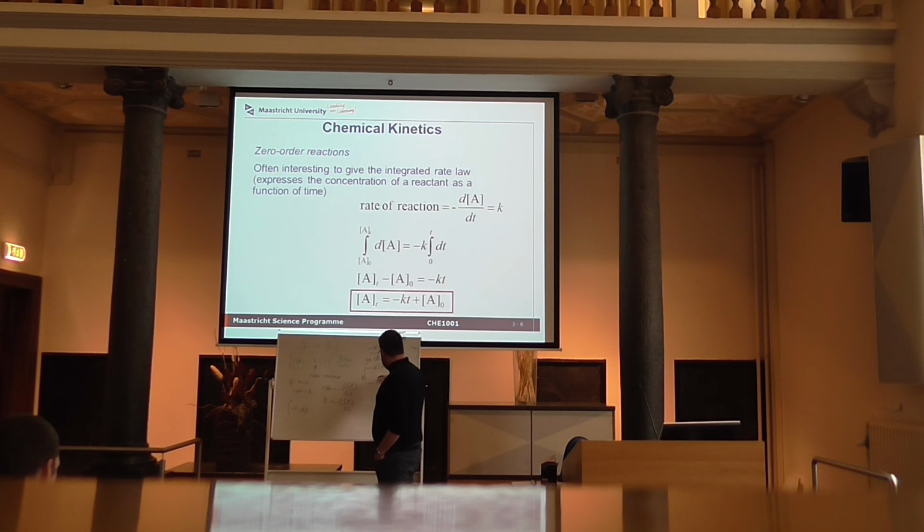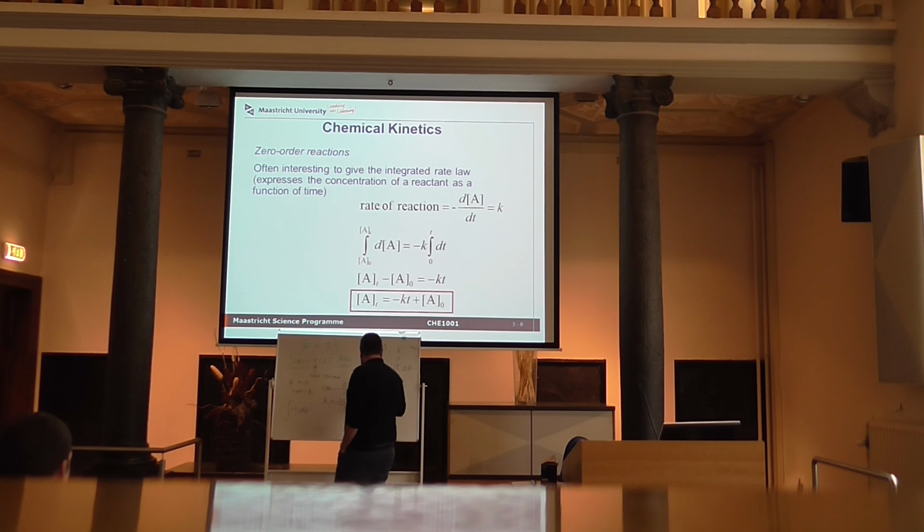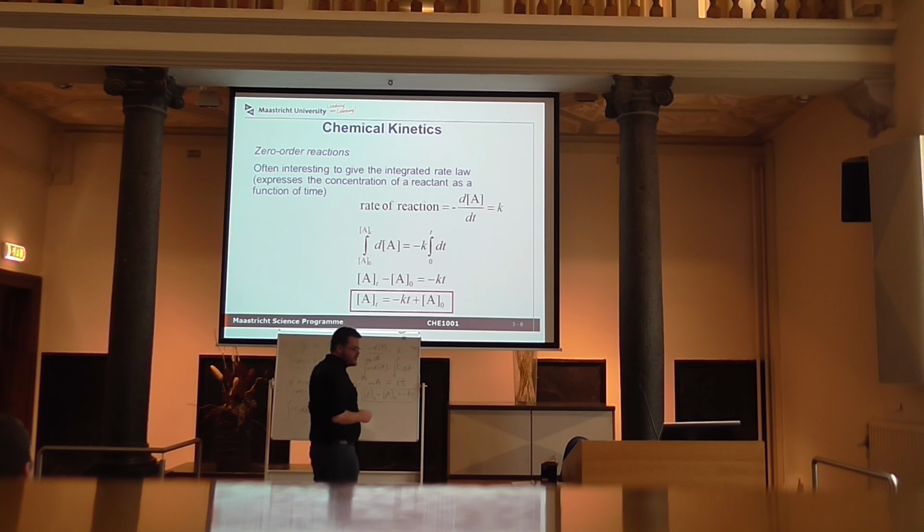And if I plug those values into this antiderivative here, I get what we have at the bottom there. [A]t minus [A]0 equals minus kt. And we can rearrange that, but that's good enough. That we call the integrated rate law.